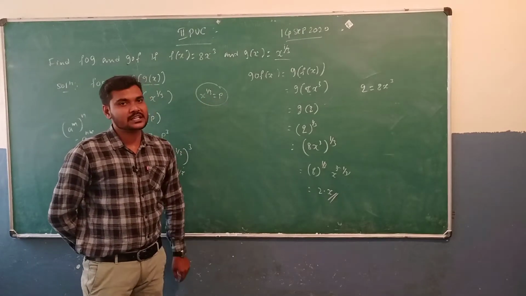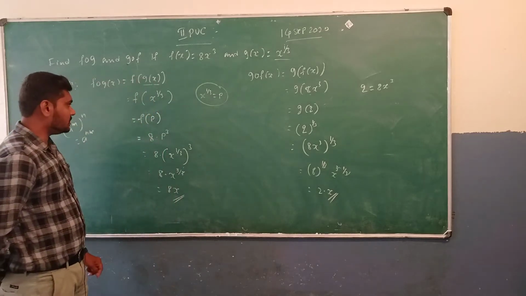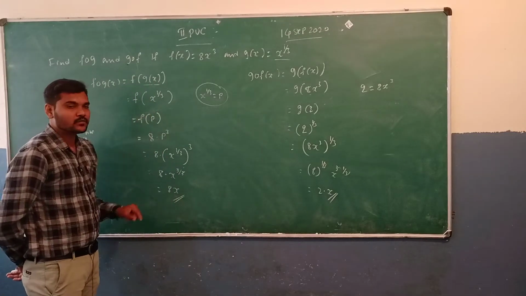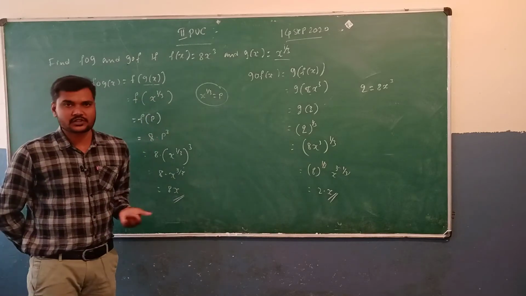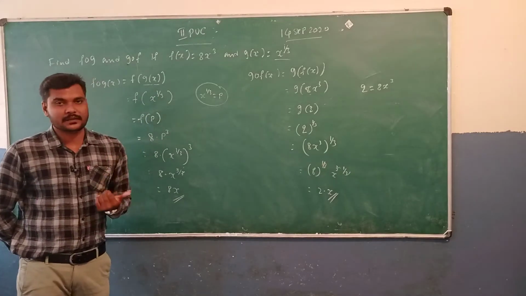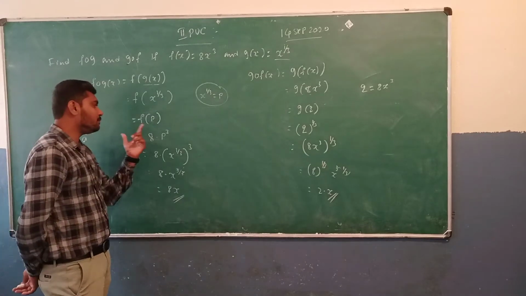X to the power 1 by 3 by p. So then it's going to be f of p. I am giving a substitution of p, for simple calculation. Then it's going to be f of p.